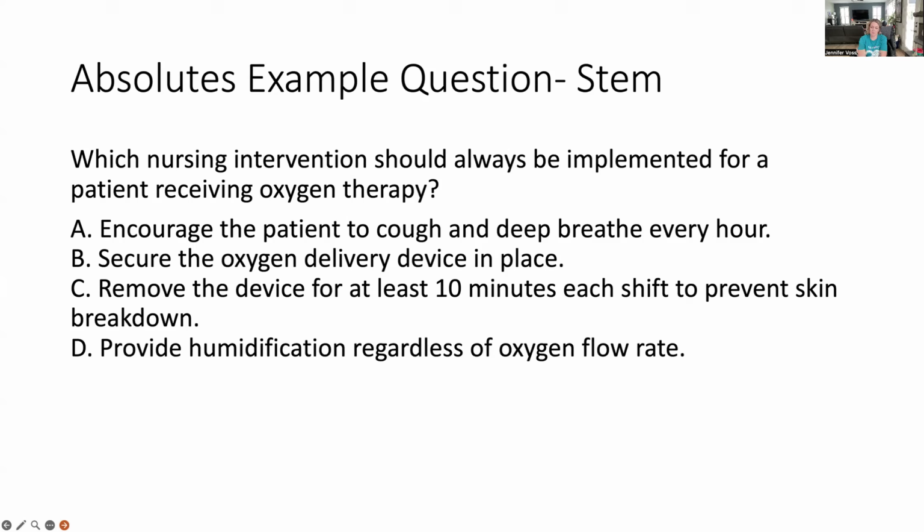All right, in this case, we have an absolute in the stem, and that's pretty tricky, right? Because now we have to make sure that our answer options do tie back to that. So now we know we're looking for something pretty black and white. Which nursing intervention should always be implemented for a patient receiving oxygen therapy? So now with this, because my absolute is in the stem, I know that I'm going to be looking for a pretty concrete black and white answer here.